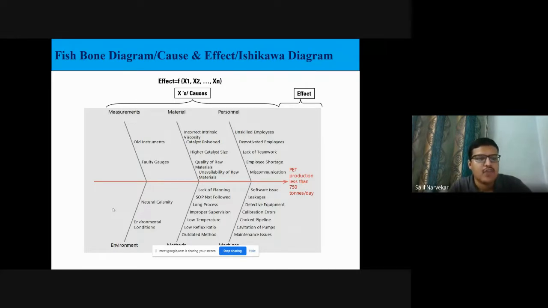This acronym stands for management, machine, manpower. Manpower is called personnel here in this case. Method, material, and environment, like 5M and 1E. And for various types of industry, different acronyms can be used. So all the causes were listed down here.